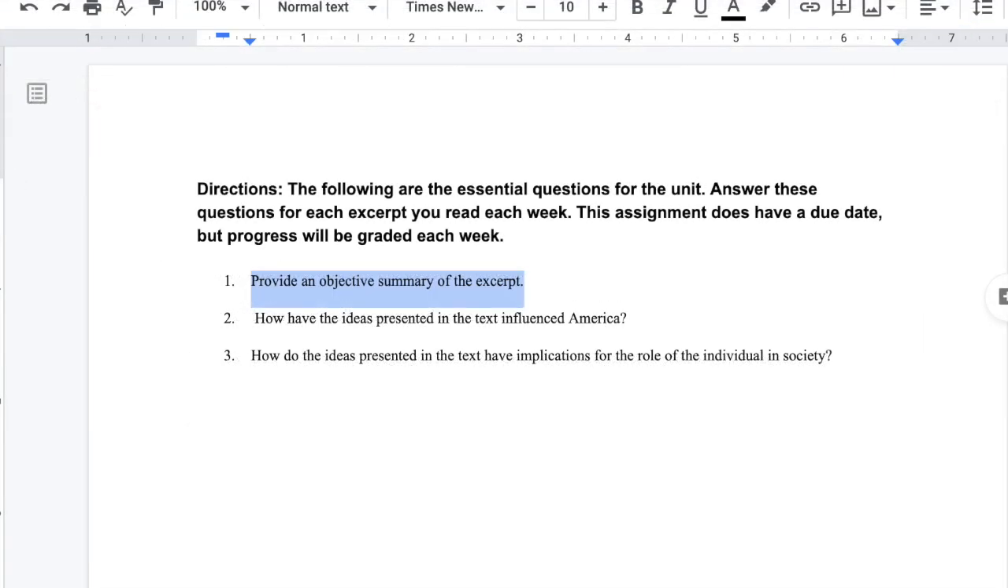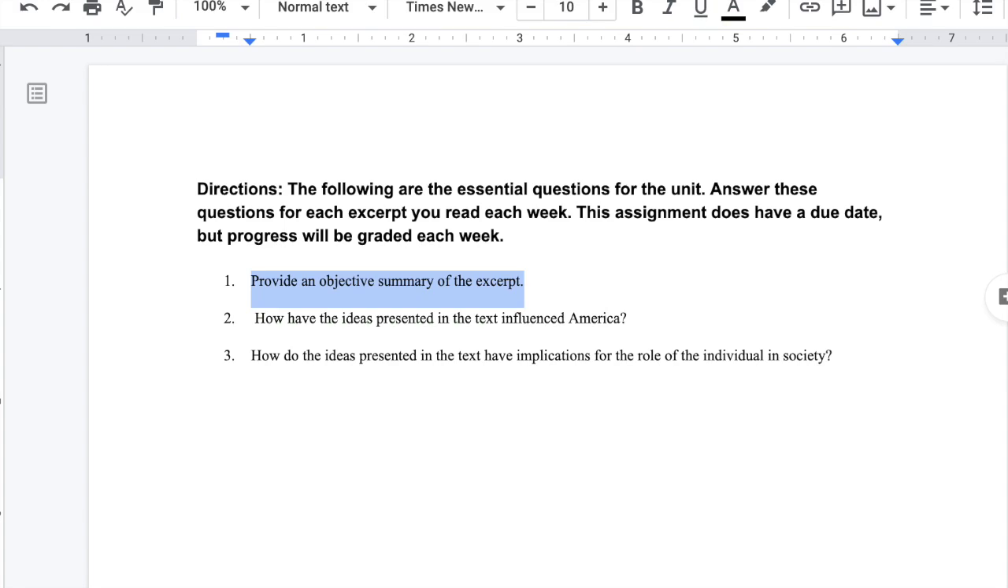The questions are displayed, and I shall begin by modeling a response for the first item, which essentially asks us to provide an objective summary of whatever excerpt of the text you have read. When providing summaries, many students tend to draw too much from the verbiage used in the original work, and that can lead to unintentional plagiarism.